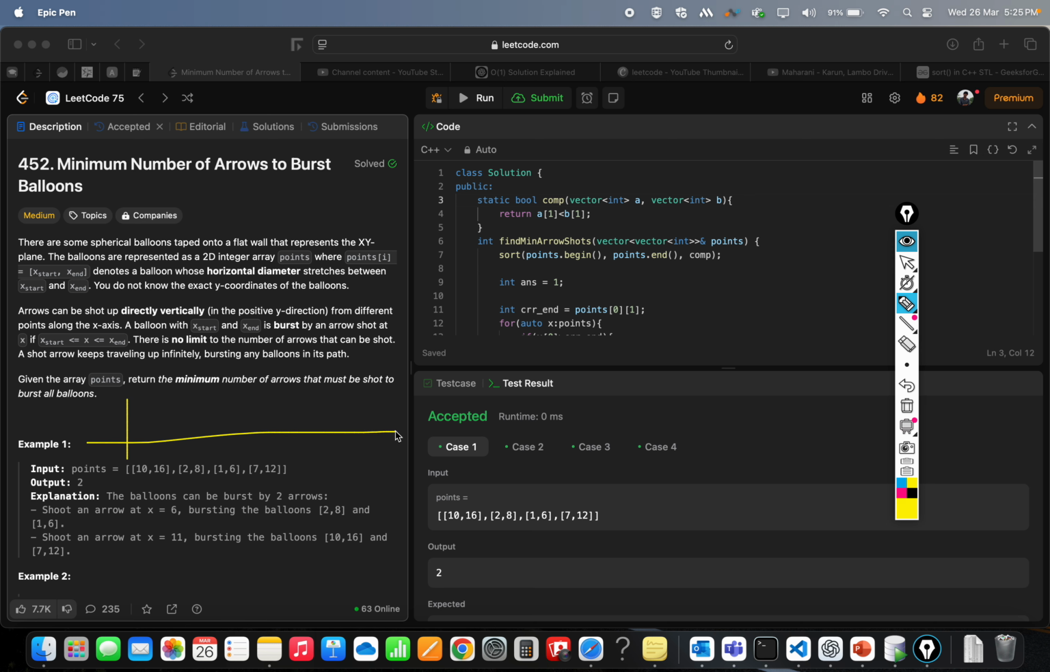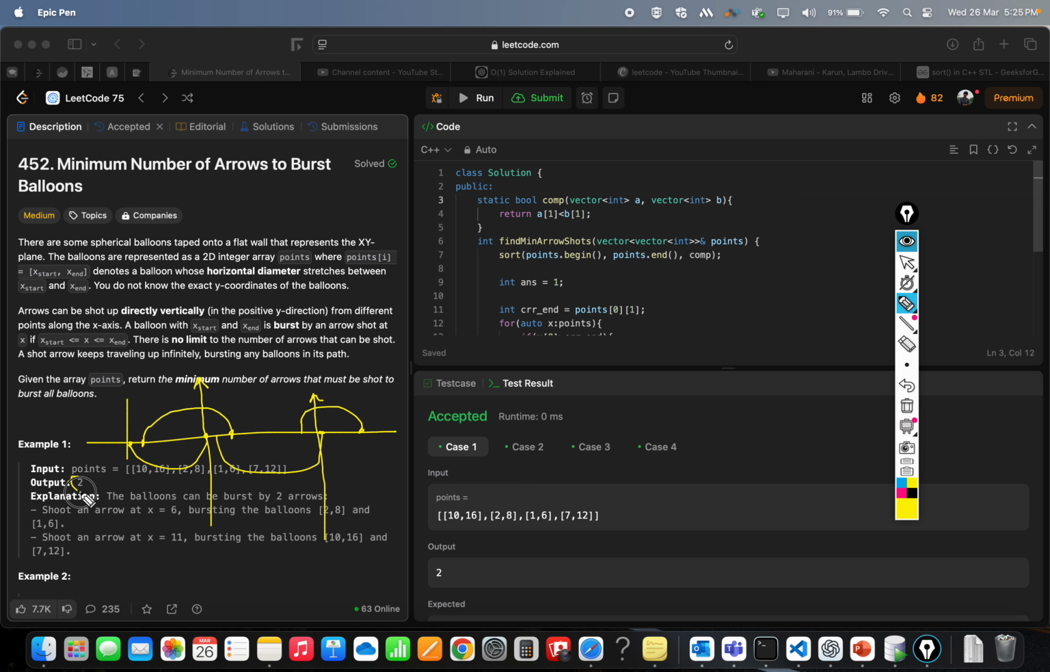So let's just plot these. There is a balloon with range 2 to 8. There is a balloon with range 1 to 6, let's say. And there is a balloon with the range 10 to 16. And there is a balloon with the range 7 to 12, right? So how many arrows do we need to burst all these balloons? 2 right now, right? First like this and second like this. So these 2 arrows are needed to burst all the balloons.